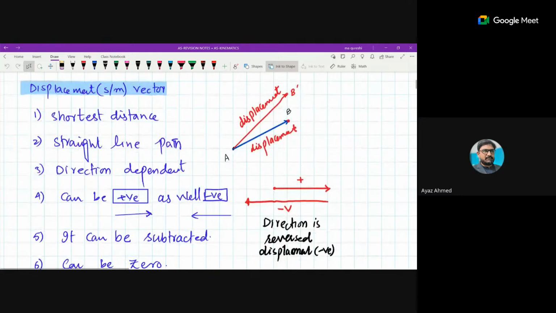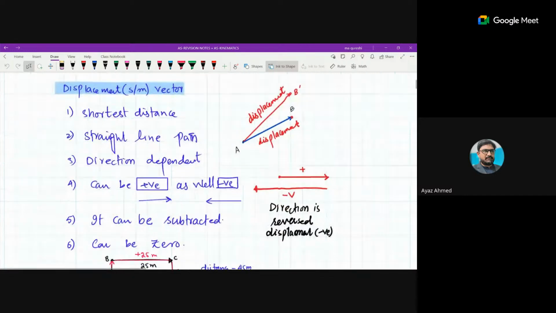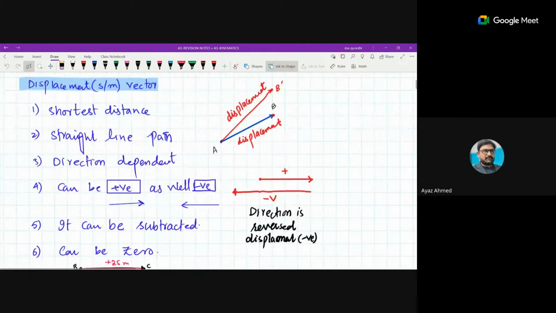And then when we talk about displacement, displacement is basically a vector quantity. It is the shortest distance between 2 points. Yani, if the distance from A to B is this one, then A to B prime is this one, then the displacement is this part. Yani, this is that displacement, right? Between B and B prime. So it is basically in a straight line. And second, third, it is direction dependent. And it can be positive, it can be negative. Positive displacement can be in any direction.